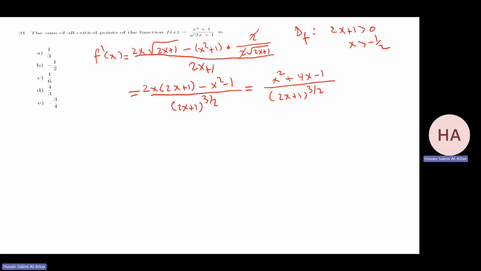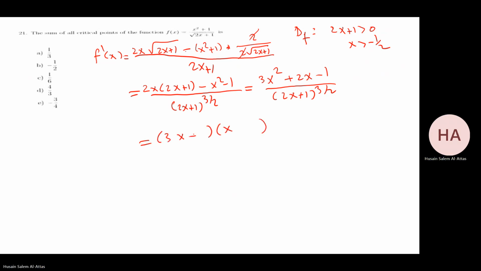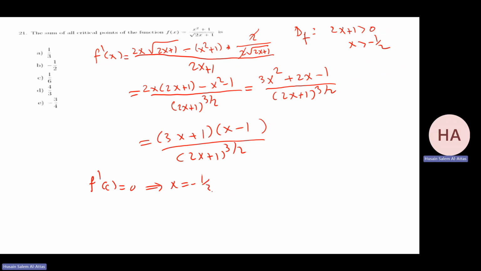So you have 2x times 2x plus 1 minus x squared minus 1. So that will give me what? 4x squared minus x squared, that will be 3x squared plus 2x minus 1 over this. This can be factored as 3x minus 1 times x plus 1 over this. So I need f prime at c equals 0. That implies x equals minus 1 over 3.